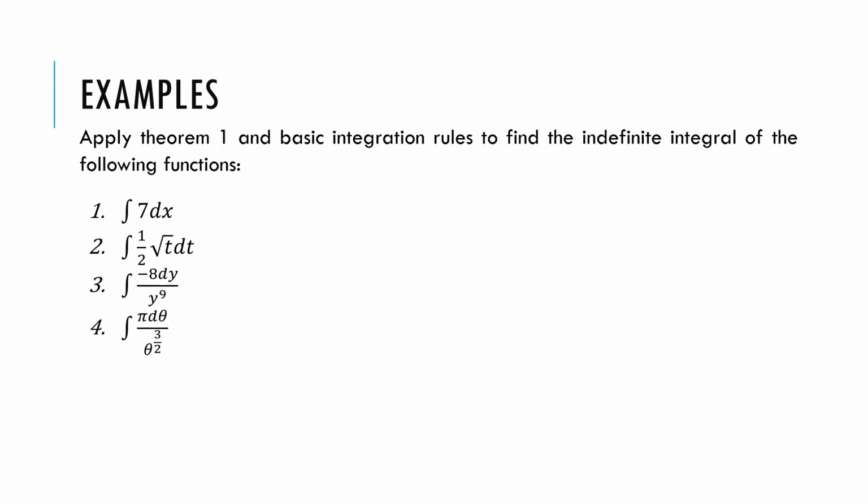So, the direction is apply theorem 1 and basic integration rules to find the indefinite integral of the following functions. So number 1 is the indefinite integral of 7 with respect to x. Number 2 is the indefinite integral of 1/2 multiplied to the square root of t with respect to t. Then the indefinite integral of negative 8 over y raised to 9 with respect to y. Then the indefinite integral of pi over theta raised to 3 halves with respect to theta. Let's head over to the solution.